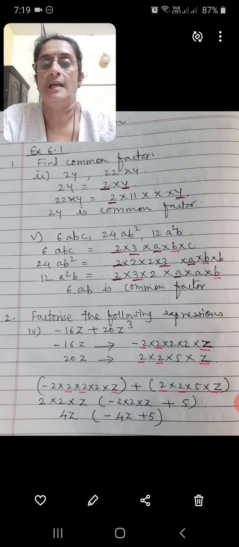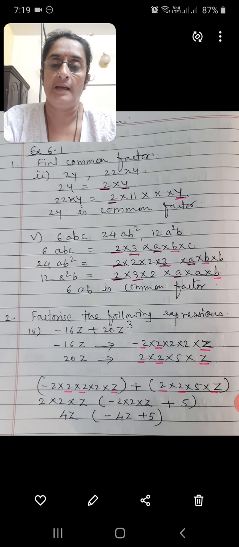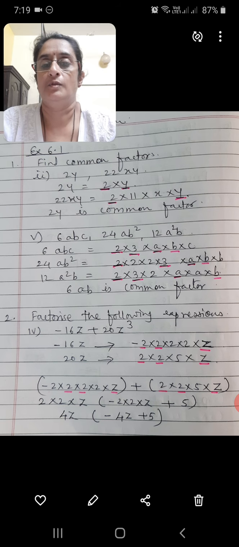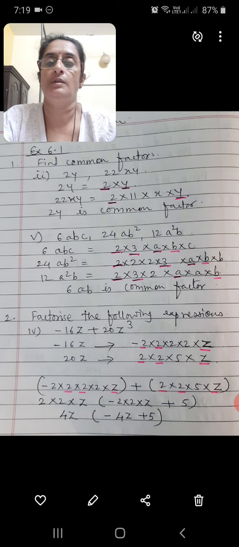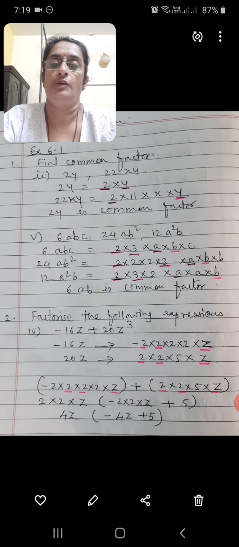The first one is 6abc, 24ab square and 12a square b. Now let us factorize each one of them. 6abc means 6 into a into b into c. Again you can split 6 into two parts, that is 2 into 3. So 6abc is 2 into 3 into a into b into c. Let us do 24ab square. 24 means 2 into 2 into 2 into 3, and ab square means a into b into b. Now 12a square b means 2 into 3 into 2, and a square is a into a, and b.